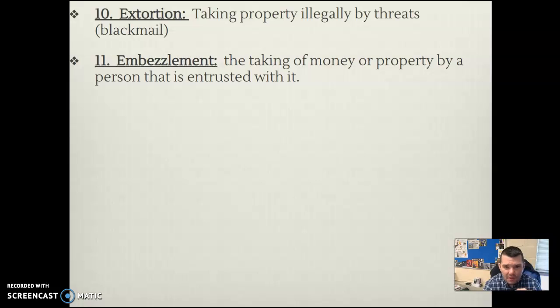Embezzlement. This is the taking of money or property by a person that is entrusted with it. So you might see this a lot in investment cases where you might give money to your investment guy who does your 401ks, investment properties. You know, they take money from you.